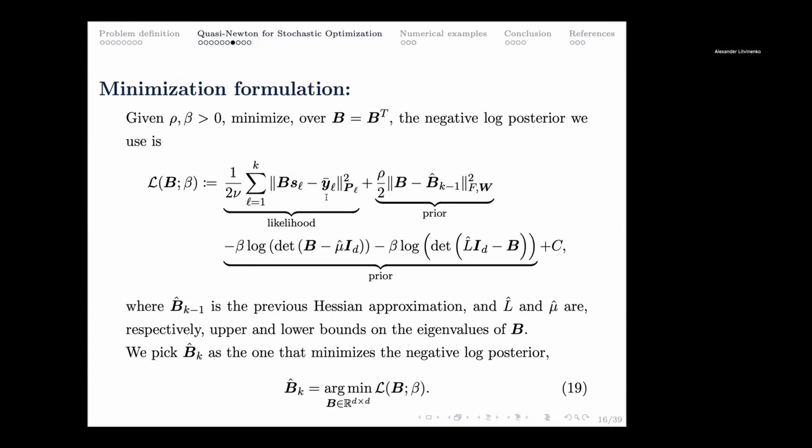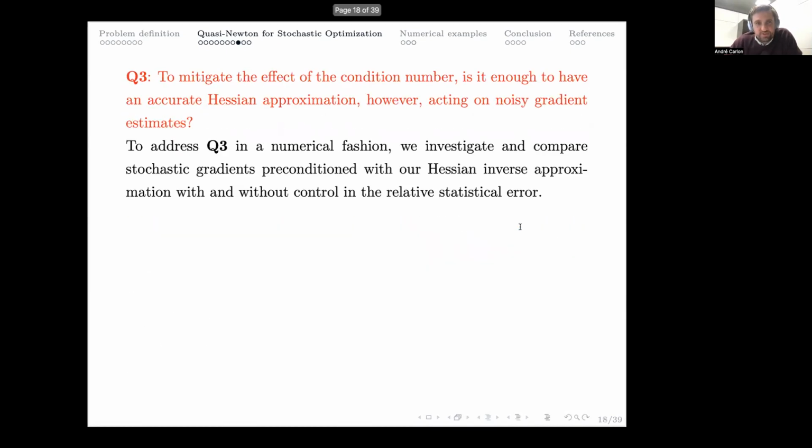Okay, thank you. Yeah, I will show some results and then maybe I can hear what you have to say. I know that you work a lot with low rank approximations and this sort of problem, and I hope to hear what you have to say about what we're doing here. Let me just go back to this third question, which is about what happens if we precondition noisy gradients with some matrix, and if this is enough. We will see this in the numeric session. I hope I get quickly to that.